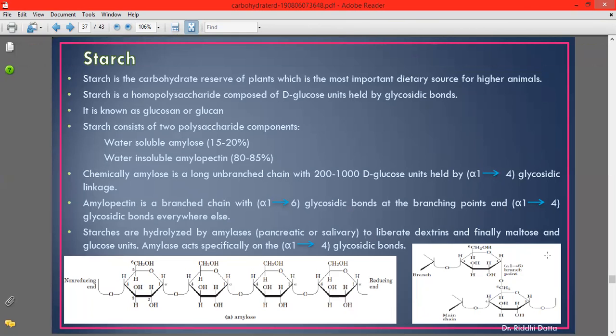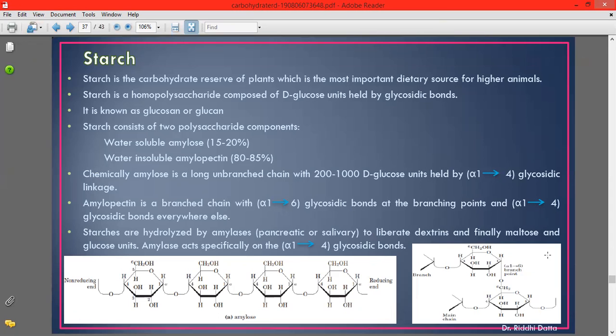Okay, 80 to 85%. So chemically, the amylose is a long unbranched chain, not a branch but unbranched chain of minimum 200 to 1000 D-glucose units, held together by the alpha 1 to 4 glycosidic linkage. And amylopectin જે છે, ઓકે, તો સ્ટાર્ચ ની અંદર જે અનબ્રાન્ચ ચેઇન જે છે એ અમાઇલોઝ ની છે. ઓકે, એટલા માટે સોલ્યુબલ છે, અને ઇનસોલ્યુબલ જે છે that is amylopectin.